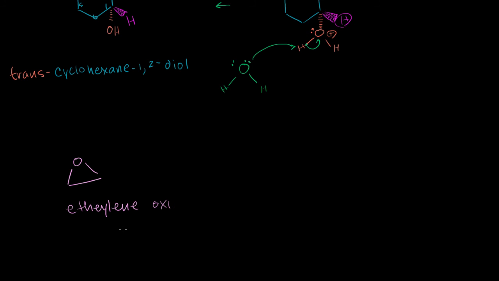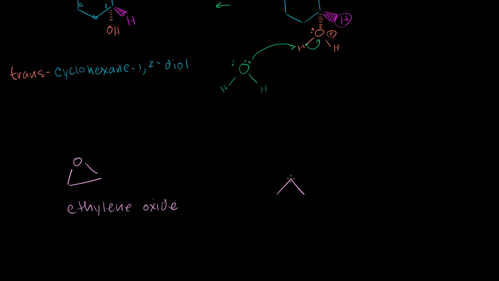Actually, I spelled it wrong. It's ethylene oxide. I've even seen on the web a couple of times people call this ethene oxide, which in some ways would be more consistent. So let's say on one hand we have ethene oxide, and on the other hand, we have something that looks like this.